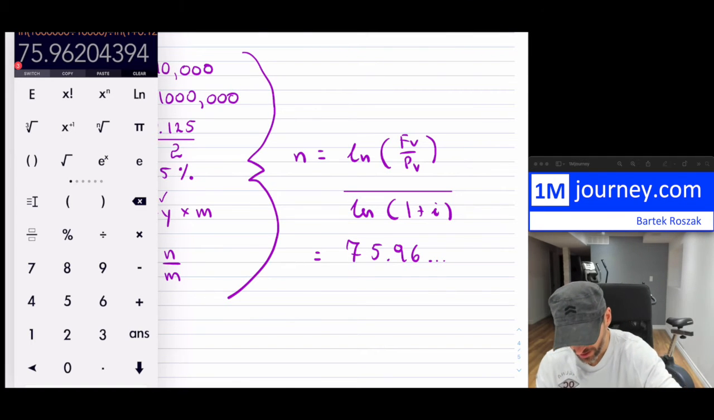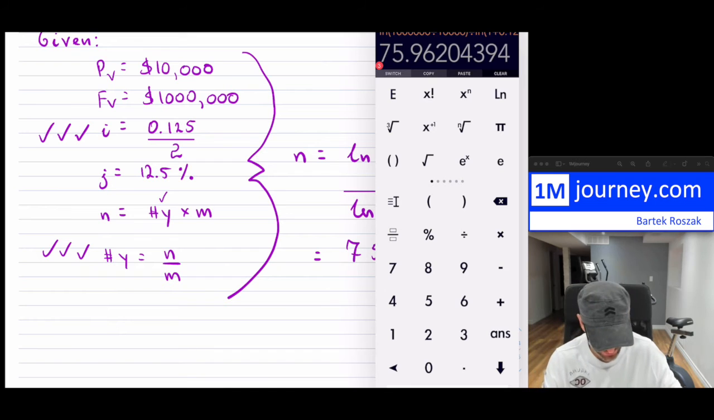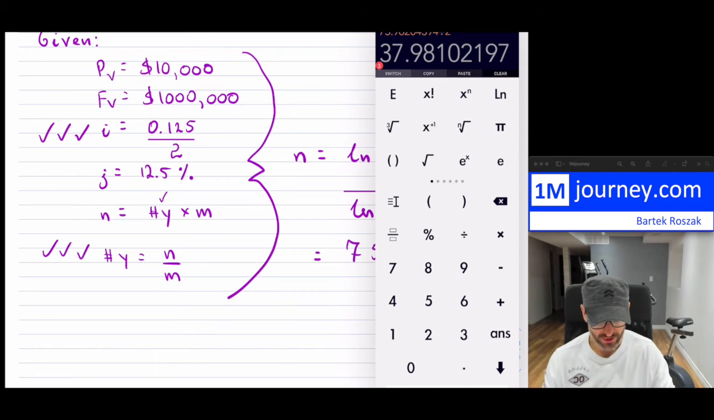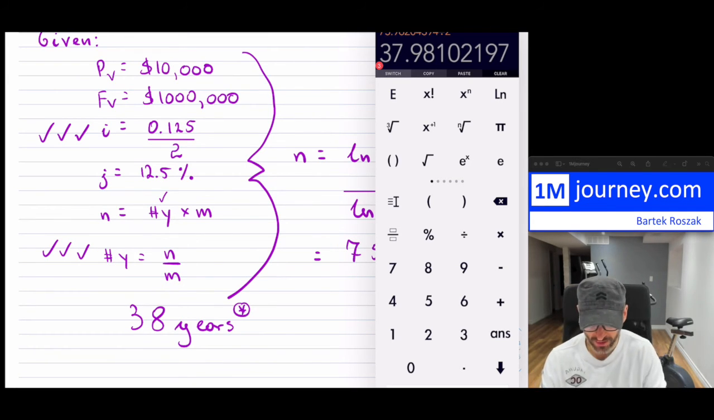So if you want to find how many years, I'm going to have to do this. So I have to take my answer and then divide it by M, which in this case is 2. So let's round it up. So that means it's approximately 38 years. So, I mean, it takes a bit of time. Now keep in mind, you started with $10,000. All right, so that's the answer.